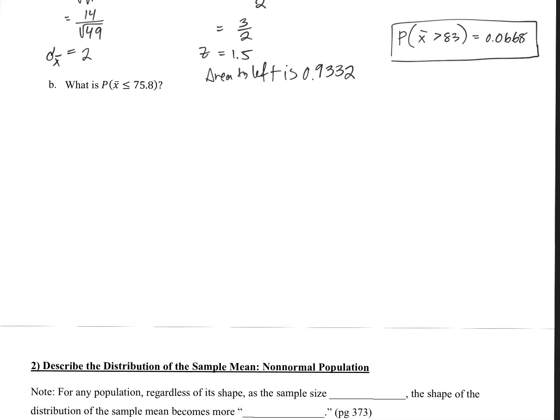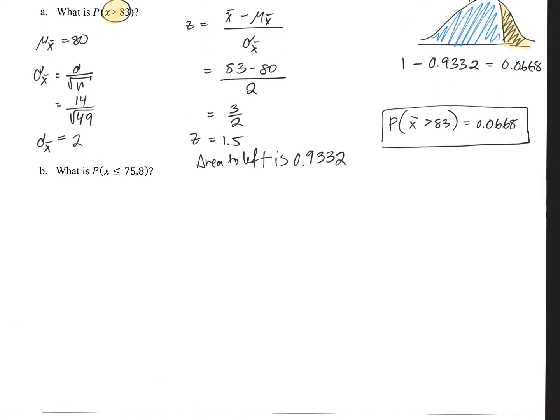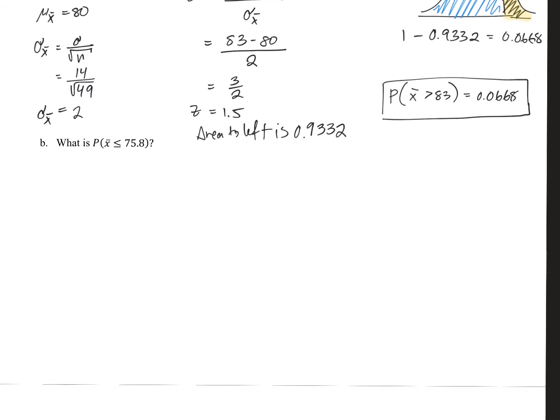Now let's take a look at the next one. Go ahead, see if you can solve B by yourself and check back in with me in a second. All right, so we're trying to find P of x bar less than or equal to 75.8. Well, we've already found the standard deviation and the mean for our problem, so we'll just translate this into a z-score to find the area. So we're using 75.8 as our x bar value, then minus 80, which we already have, divided by 2. So once again, the 75.8 comes from that value there that we're trying to find.